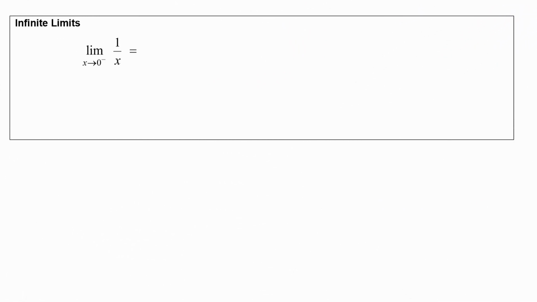So now let's summarize what we just learned about infinite limits. If we have the limit as x goes to 0 from the left of 1 over x, that turns into 1 over 0 minus, which we found out was negative infinity. Whereas if we had the limit as x approaches 0 from the right of 1 over x, that turns into 1 over 0 plus, coming in from the right, which was positive infinity.